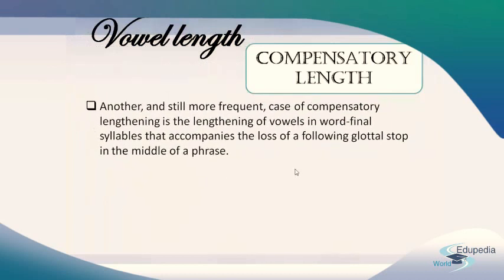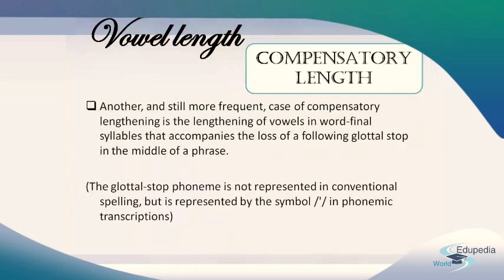Another and still more frequent case of compensatory lengthening is the lengthening of vowels in word-final syllables that accompanies the loss of a following glottal stop in the middle of a phrase. The glottal stop phenomenon is not represented in conventional spelling, but is represented by a symbol in phonemic transcriptions.